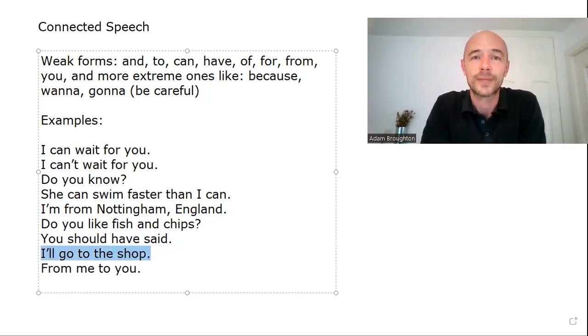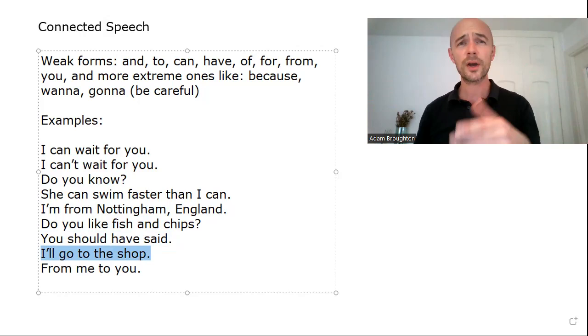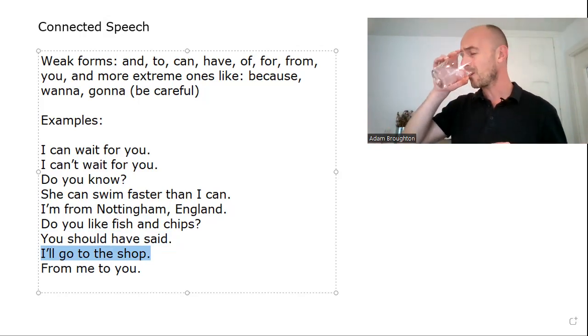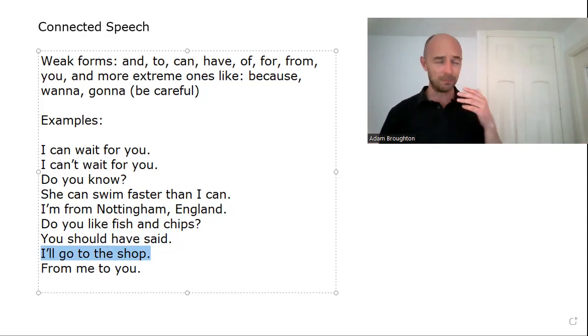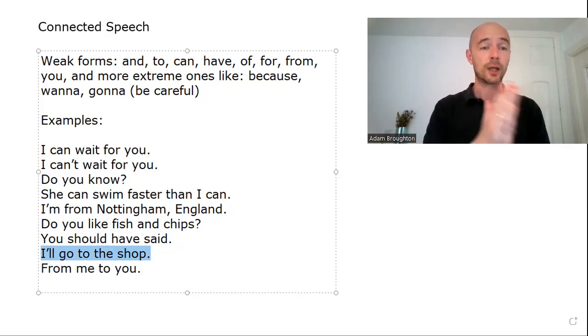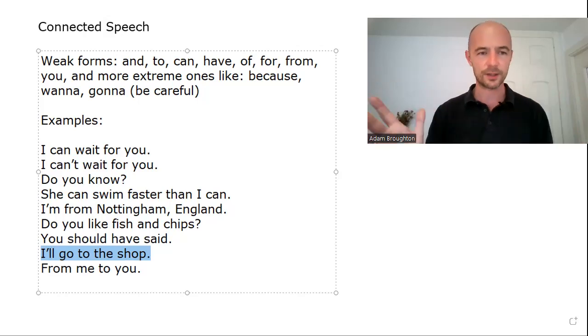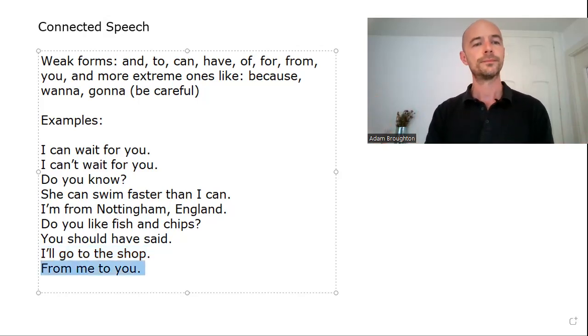I'll go to the shop. So I'll becomes I'll. Go is stressed, so we need to pronounce that correctly. To the is pronounced to the. Sorry, a lot of talking. I'll go to the shop. You just put it all together like that. I'll go to the shop.